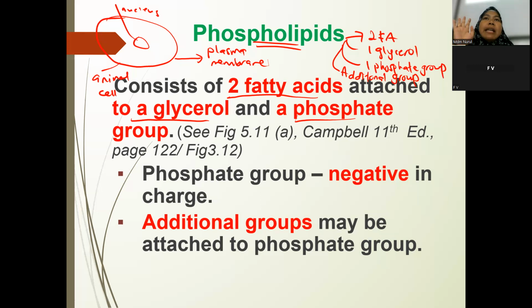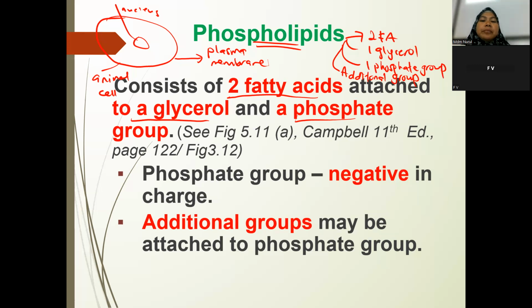Two fatty acids. Okay, in the exam you cannot write FA. Madam wrote it just for my notes. You have to write it completely. Fatty acid. 2 fatty acids, 1 glycerol, 1 phosphate group, and additional group. Kumpulan tambahan that might attach to the phosphate.